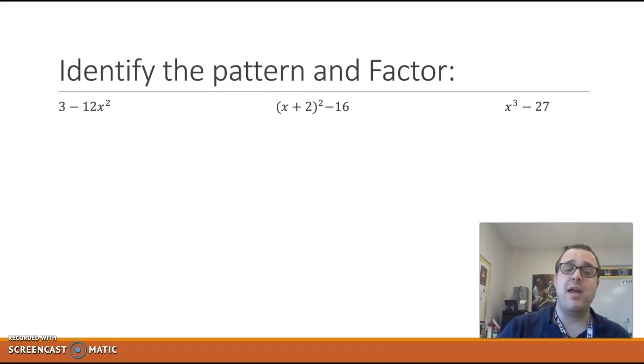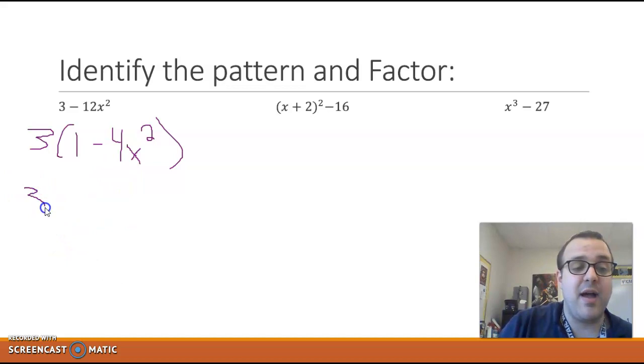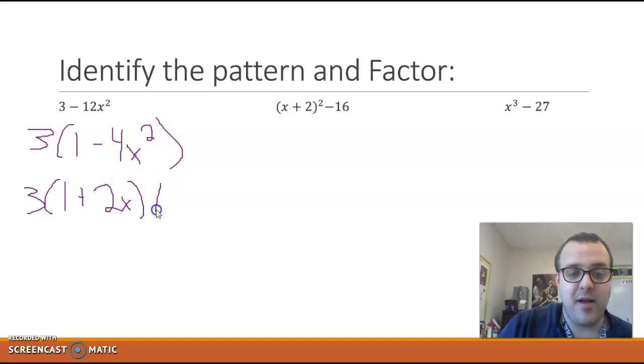So looking at number 1, I actually have a GCF. I have 3 that comes out of both of these. So I'm going to take out a 3, and then I'm going to be left with 1 minus 4x squared. And then alarm bells should be ringing in my head because these are both perfect squares. 1 and 4x squared are both perfect squares, so I can go ahead and do my difference of squares. 1 plus 2x and 1 minus 2x. The difference of squares, okay?